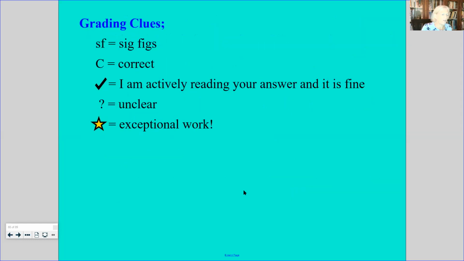I talked about the marks I put on your papers as I'm grading. You'll get these papers back. It's just I only see you once a week.